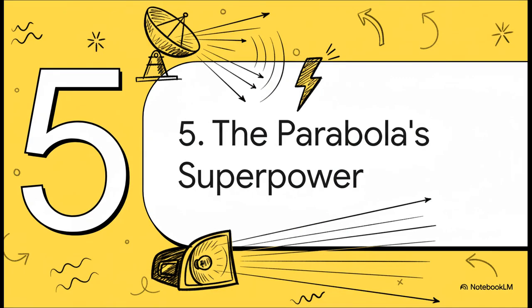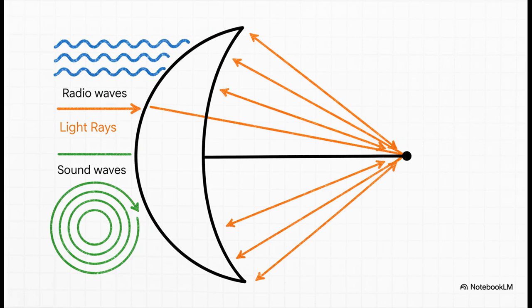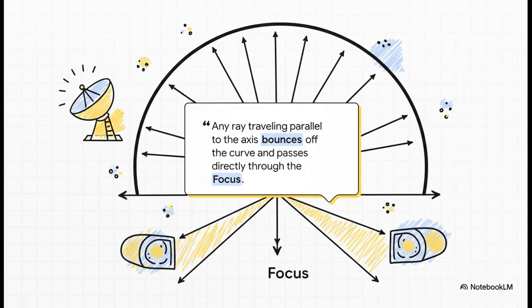Okay, but so what? Why do we actually care about any of this? What makes this one shape so special that we go and build giant dishes and powerful headlights with it? Well, this brings us full circle, right back to the beginning. The parabola has a superpower. It all comes down to how this shape handles waves. We're talking light waves, radio waves, sound waves, you name it. The parabola has this unique and incredibly useful ability to reflect them in a very, very specific way. And this right here is the magic rule.